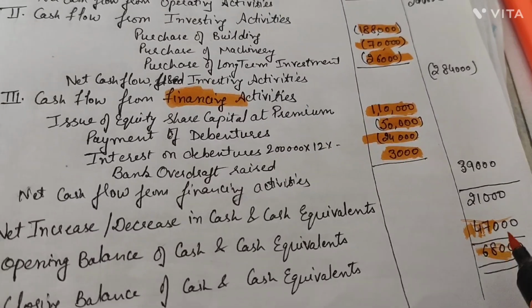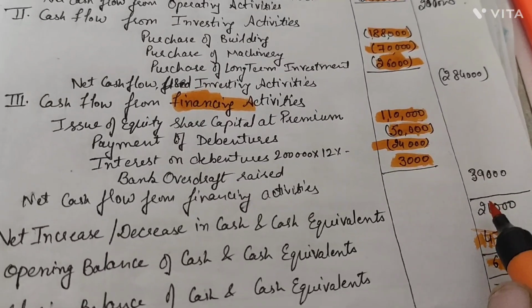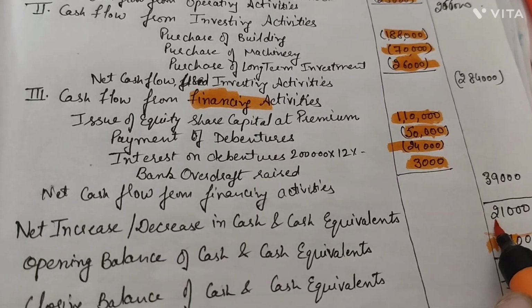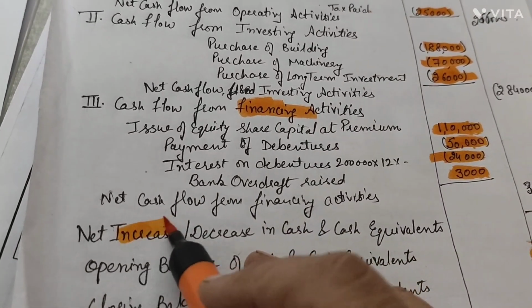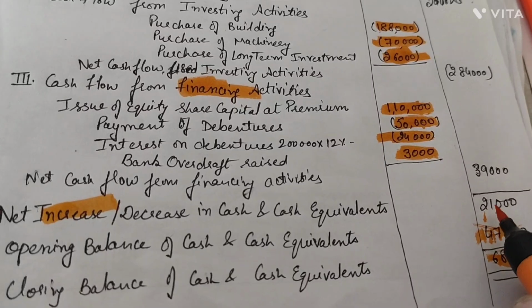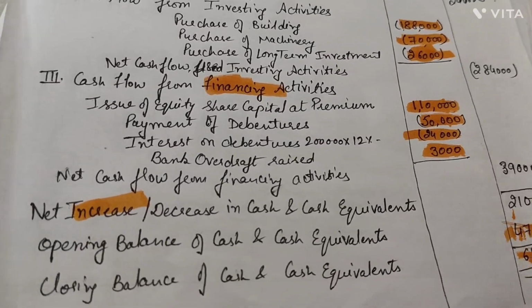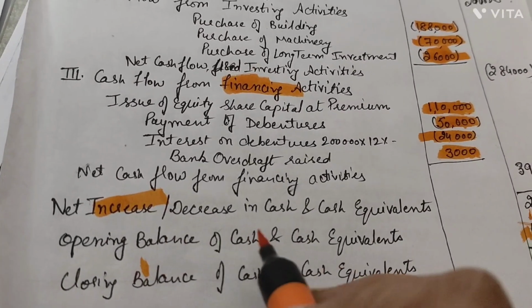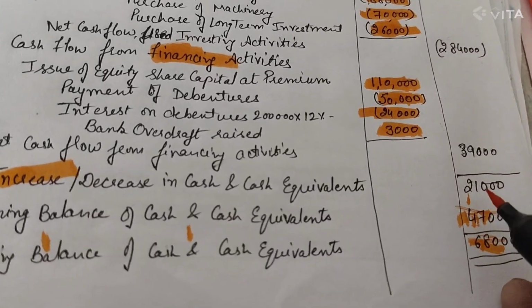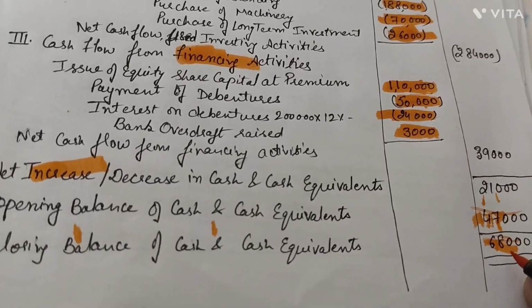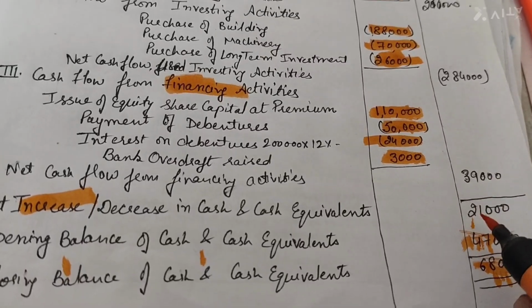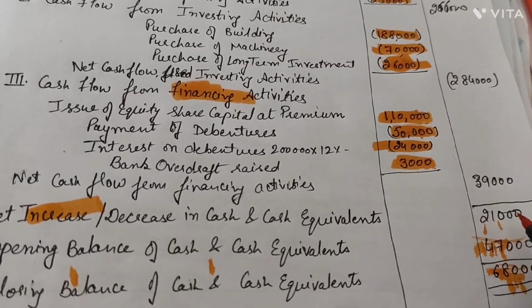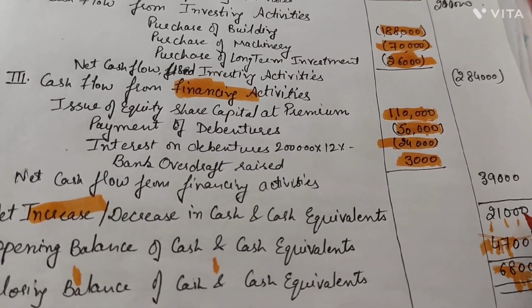Now from 47 to 68 we have added a value of 21,000. So the net increase in the cash and cash equivalents was rupees 21,000. When 21,000 was added to the opening balance of cash and cash equivalents, it became the closing balance of 68,000. So what should be our answer of the cash flow statement? 21,000.